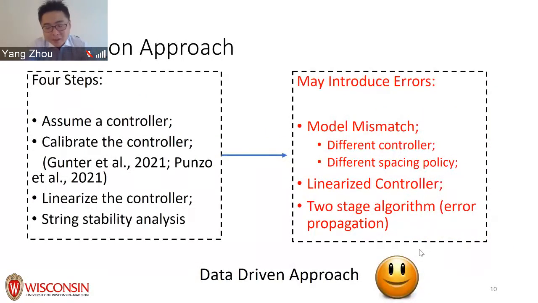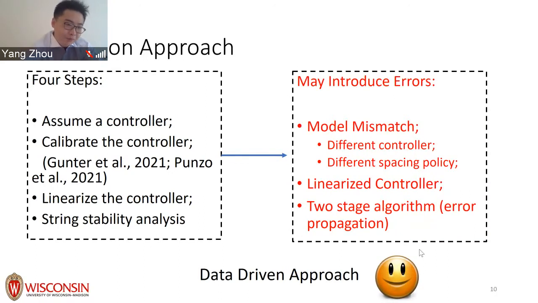So one of the easiest ways that we can think about is to calibrate the commercial automated vehicles' following controls. There are four steps, right? Firstly, we can assume a controller. Based on the assumed controller, we can use the trajectories to calibrate the controllers, which was recently also conducted in academia. Based on that, to further analyze the string stability, like the traffic oscillation behaviors, they can also linearize the controller and conduct some linear stability analysis or string stability analysis for the calibrated controllers.